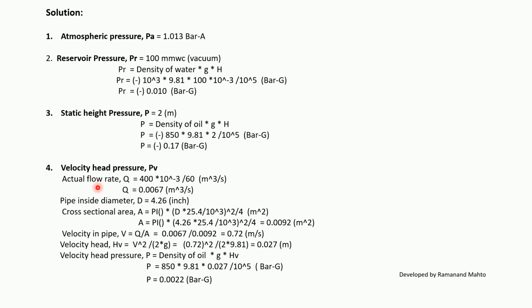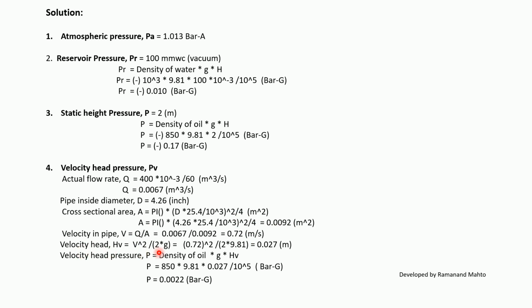Velocity head pressure PV. Actual flow we know 400 LPM, that is multiplied by 10 to the minus 3 becoming meter cube, divided by 60 is meter cube per second. So Q is equal to 0.0067 meter cube per second. Pipe inside diameter D is 4.26 inch. So cross section area is pi by 4 D square, with D converted into millimeter, divided by 1000 is meter, so it is meter square. On calculation area is coming 0.0092 meter square. So velocity in pipe is Q by A, equal to 0.72 meter per second.